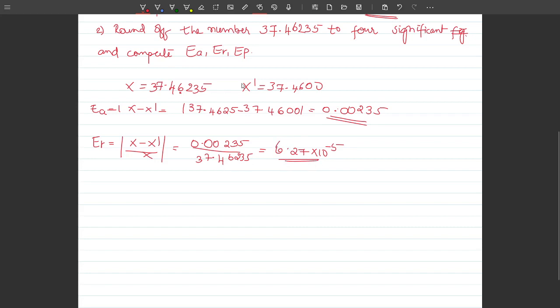Now you have to calculate percentage error, that is EP, that is equal to ER into 100. What is your ER value? That is 6.27 into 10 to the power minus 5 into 100. You will get 6.27 into 10 to the power minus 3. This is your answer. The problems are very, very simple.